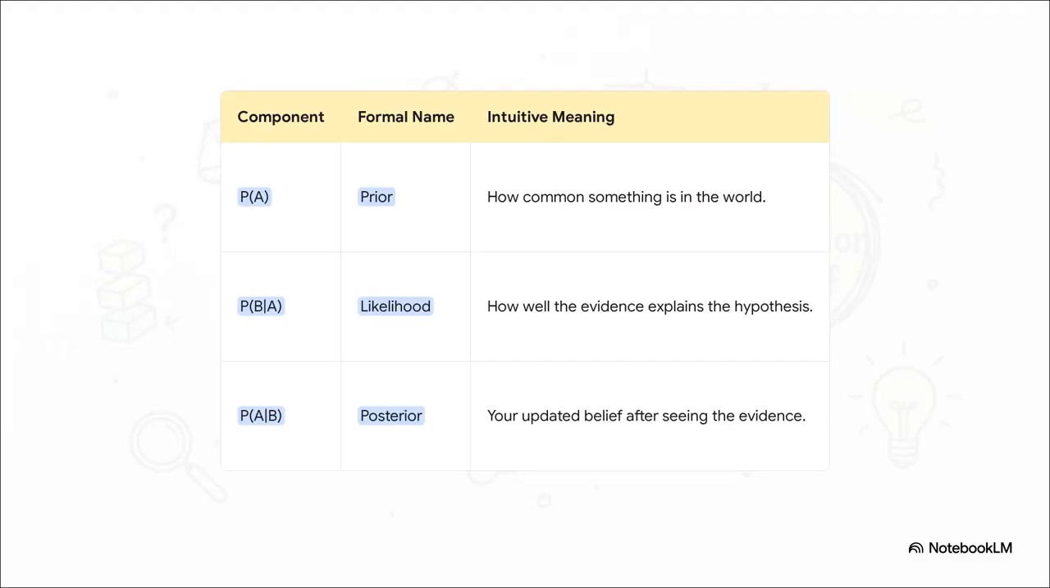So, let's just do a quick recap of these 3 parts. You have the prior, that's your starting point. How likely is something in general? Then you have the likelihood. How well does the evidence you just found support your idea? And finally, you get the posterior, your new updated belief once you've considered the evidence. It's this beautiful, logical path from a gut feeling to a much more solid conclusion.